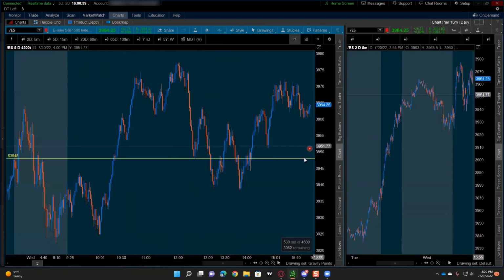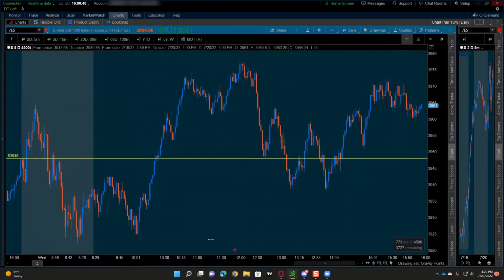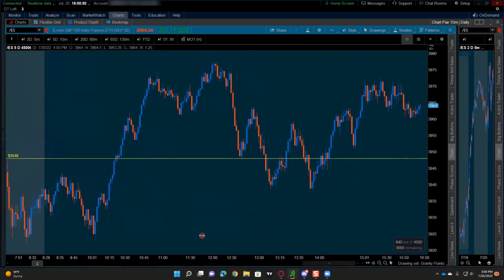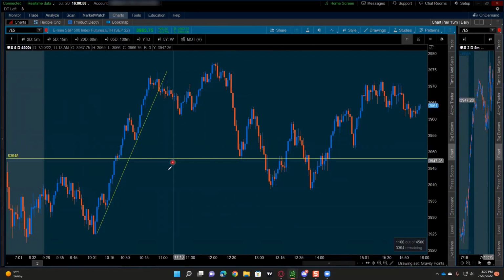Here's the S&P futures, the ES futures. And we're looking at a 4,500 tick chart. I'm pretty comfortable with that number. I like it. But this is where I do a lot of my analysis, and it's where I make a determination of where my trade is going to be. I don't necessarily trade this chart. This is just where I'm doing my work.